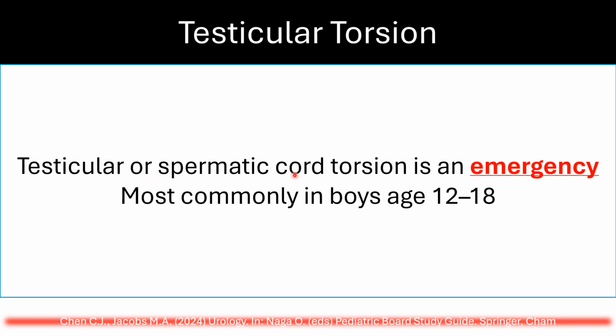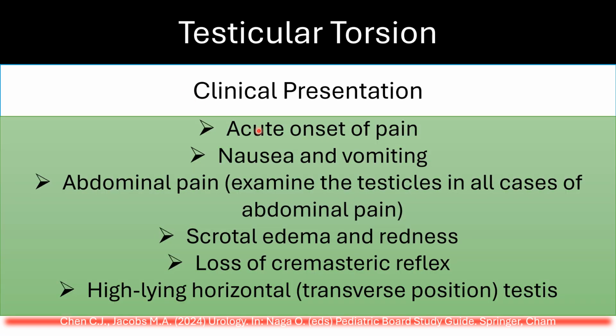Testicular or spermatic cord torsion is an emergency and most commonly occurs in boys between age 12 and 18 years. Clinical presentation of testicular torsion: acute onset of pain, very painful, can be associated with nausea and vomiting, can present with abdominal pain. So it's very important for any child with acute abdominal pain to examine the testicles or genitalia, especially in boys. Scrotal edema and redness, loss of cremasteric reflex, high-lying horizontal transverse position testis.